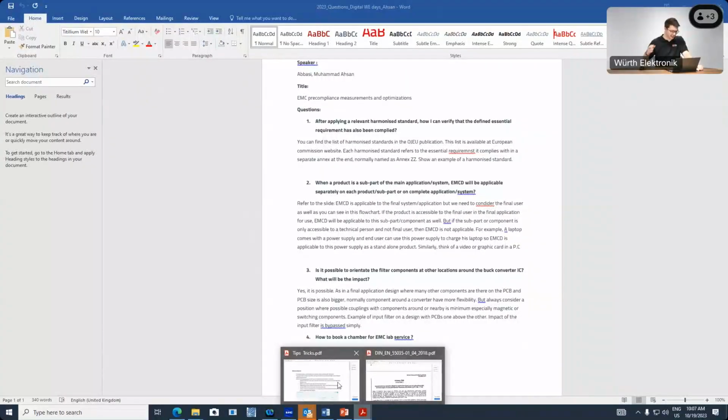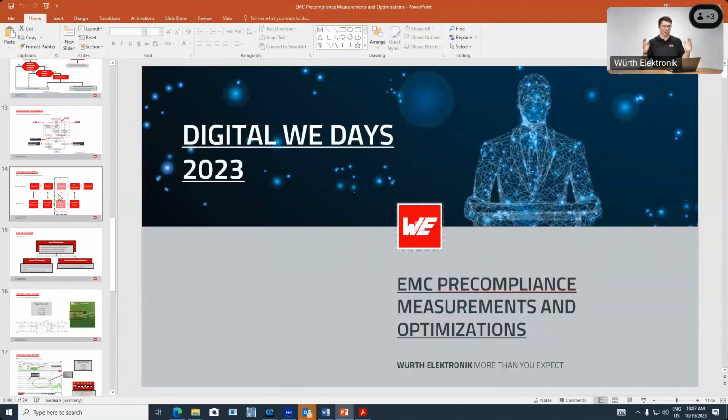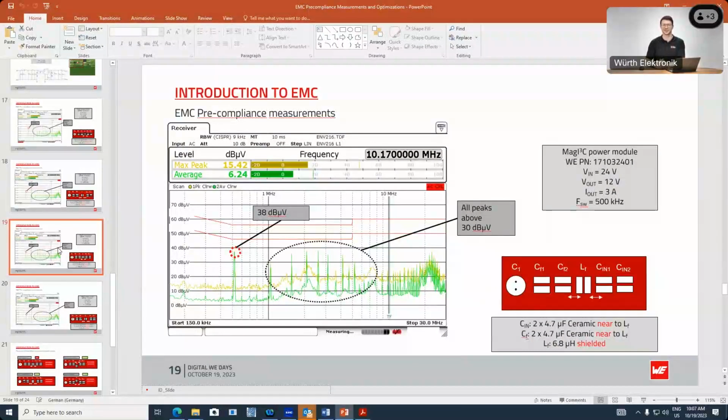Perfect. Thank you. Then let's just go on. The next question is regarding slide 19. Maybe you can open it in the meantime while I'm reading the question. Moving capacitors C11 and C12 and Cin1 and Cin2 away from the inductor L1: how much is a little bit away? 1 millimeter or 0.5 millimeters?